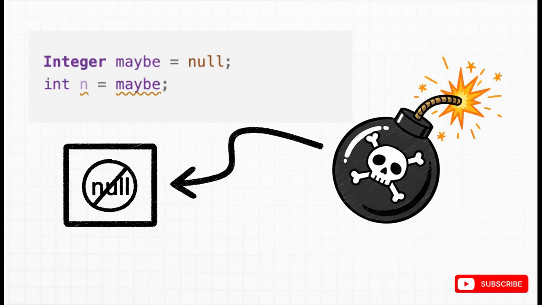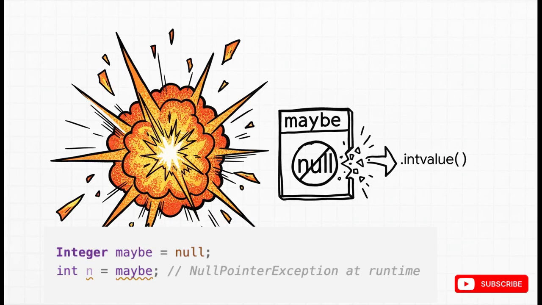Now this code compiles just fine, no errors, no warnings. But what happens when you run it? And boom, null pointer exception. But why? Well, it goes back to that hidden method call we talked about earlier. To get the value for the primitive int, the compiler secretly inserted a call to maybe.intValue. But of course, maybe is null, and you simply can't call a method on a null reference. That's the trap. The lesson is crystal clear. Anytime you're about to unbox a wrapper object, you have to be absolutely sure it's not null first.